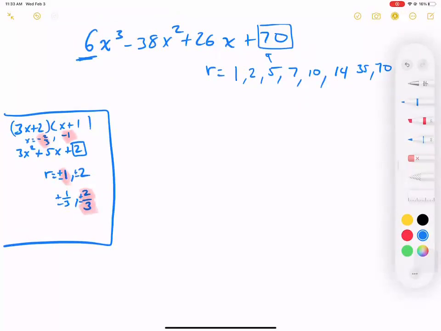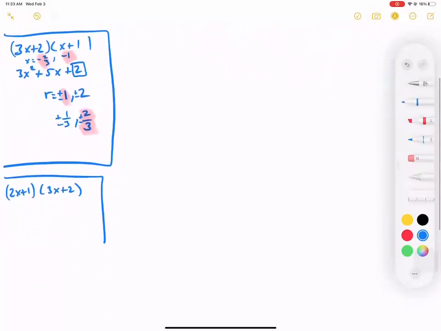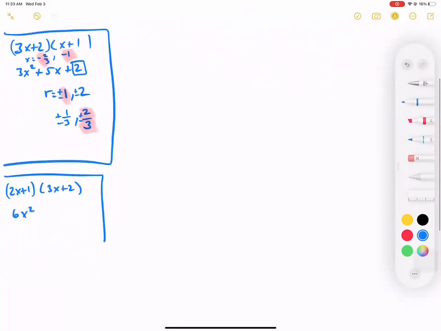Okay. So what if this got a little bit more crazy? What if there were 2 numbers? What if I said 2x plus 1 and 3x plus 2? If I multiply these together, we would end up with 6x squared plus 7x plus 2. If I use my root rule from before, the r values are possibly 1 and 2. How did I get that? Because the factors of 2 are just 1 times 2. Those are my only possible values from the back.